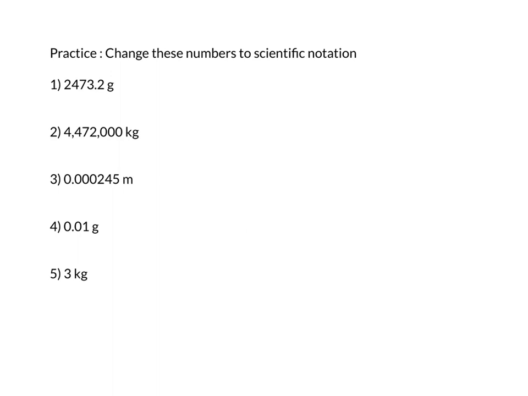All right, very good. If you have finished, now you can go ahead and check your answers with me. So for the first one, we're going to move the decimal 1, 2, 3. We're going to stop here. This will make the number 2.4732 times 10 to the power. We moved it 1, 2, 3 places. So times 10 to the power 3 grams.